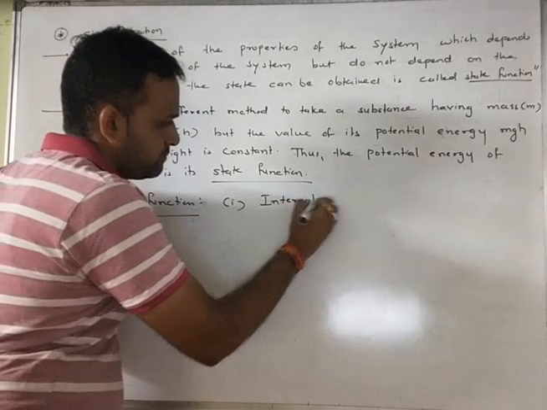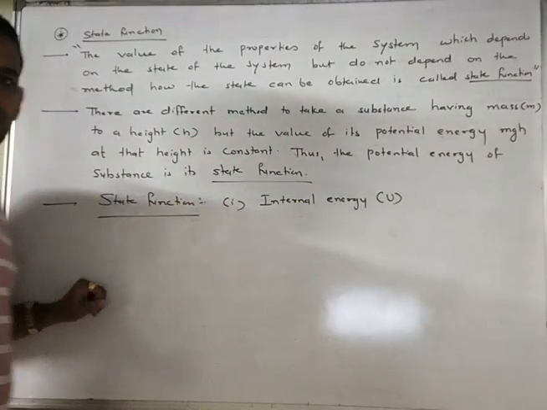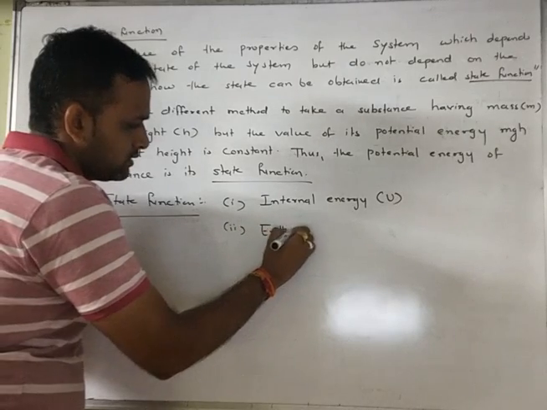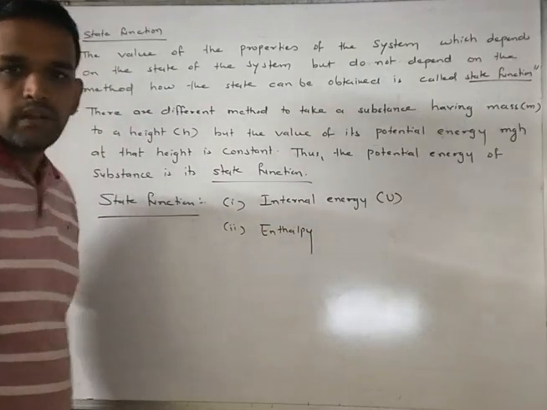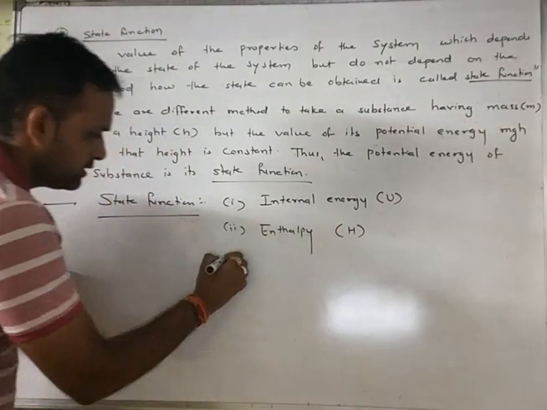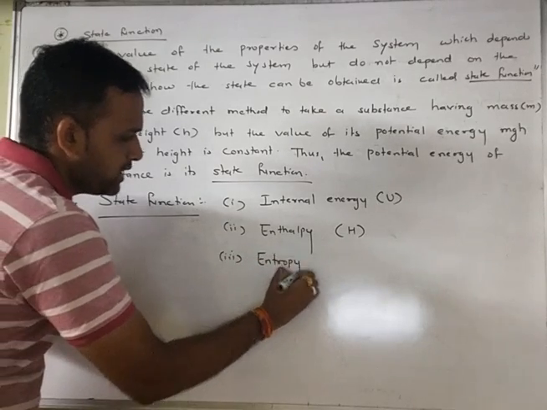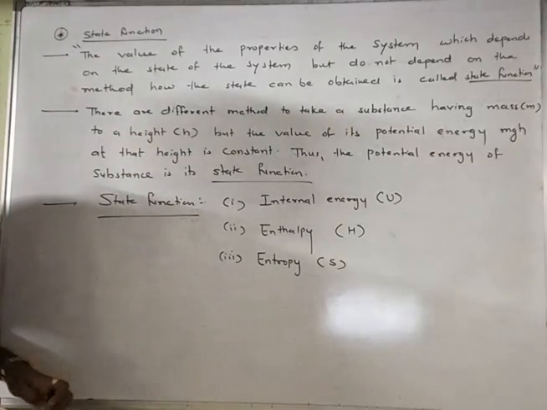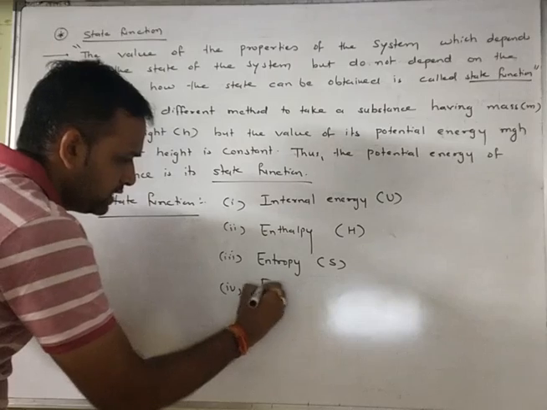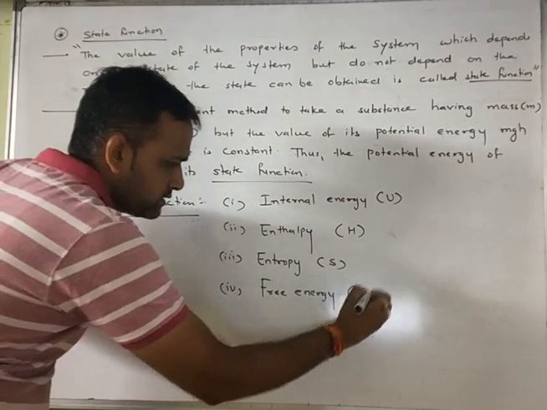Internal energy, ये पहला स्टेट फंक्शन जो हम आज पढ़ेंगे, U. Then second one, that is called enthalpy. Enthalpy, right? Enthalpy, that is called H. Third one, that we can say entropy. Entropy, that we can say S, right? And last one, that is a free energy. Free energy, and that we can say it as a G.